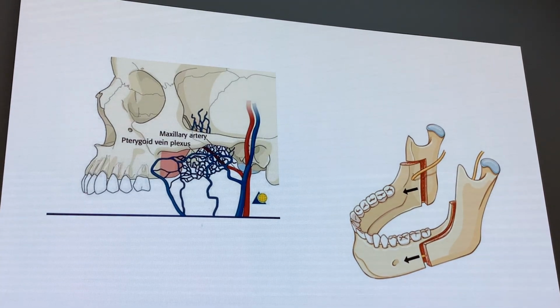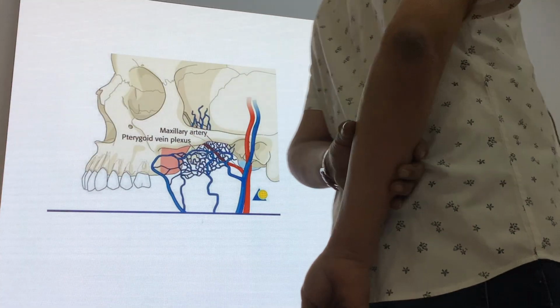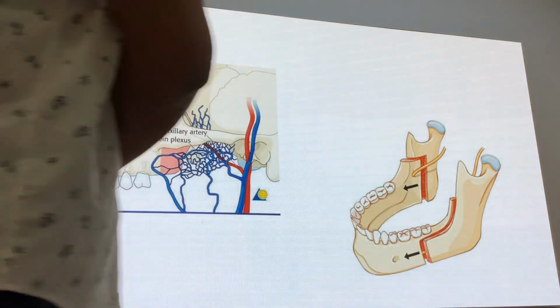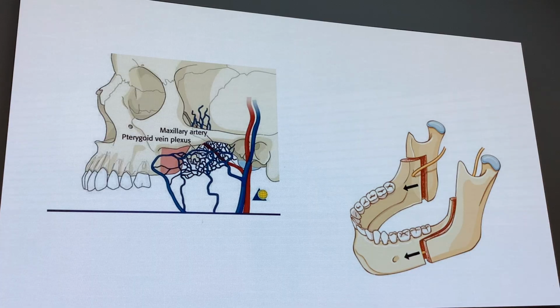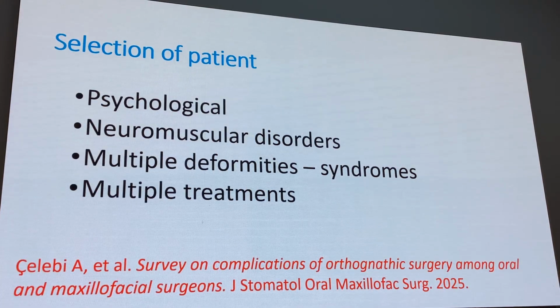A big ocean of blood vessels, an ocean of vital structures, just behind the maxilla and mandible, not very far away. So that is what we need to keep in mind, because these are very, very important things. We'll go through three phases in complications. Complications can start with the first step, selection of your patient.